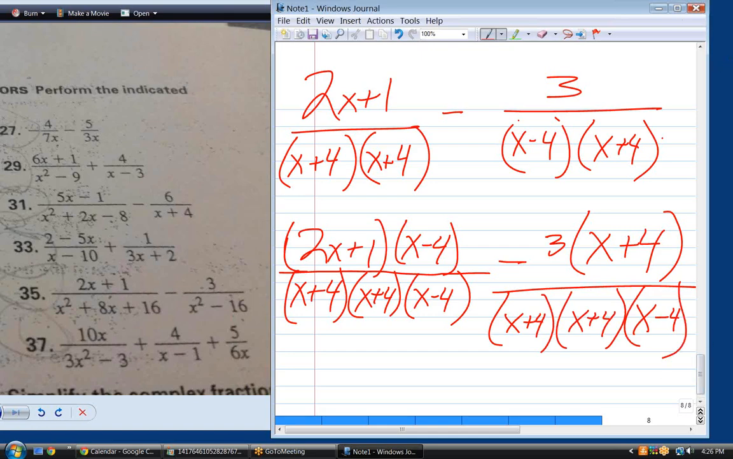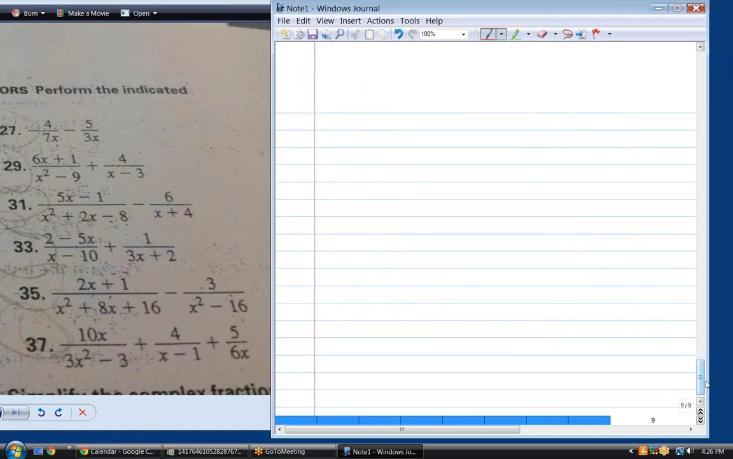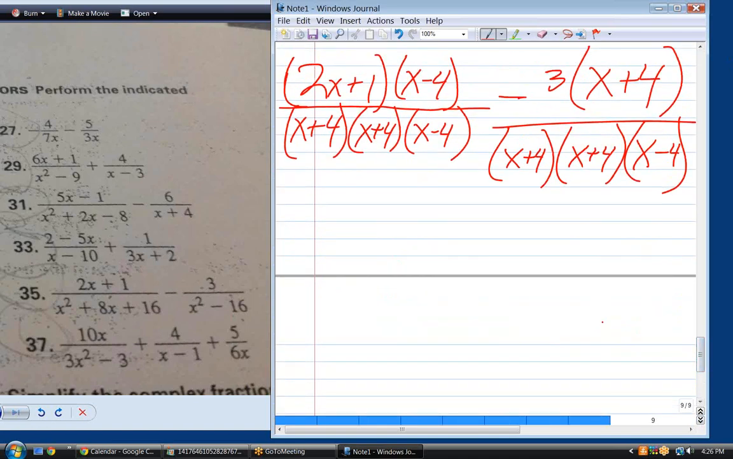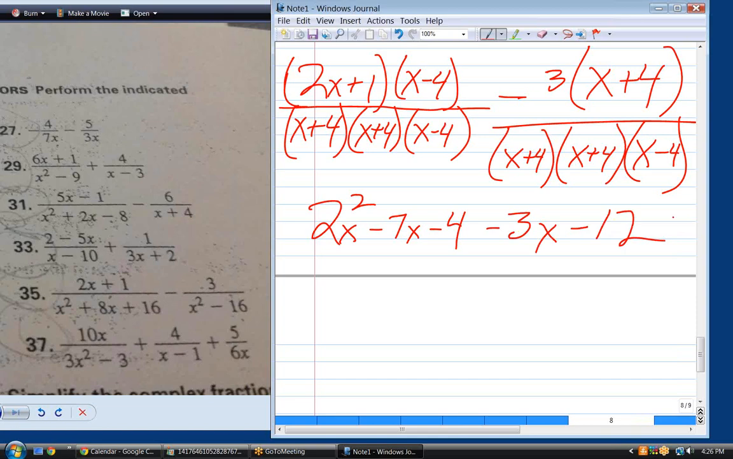So what is the numerator? What's the next line I want to write for the numerator? It's 2x squared plus minus 8x. Oh yeah, minus 7. And then minus 4. And then minus 3x minus 12. Good. Okay.